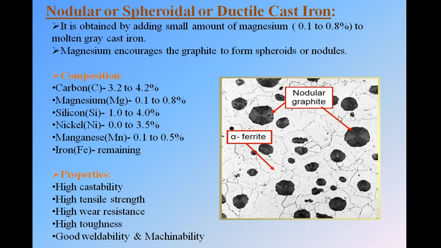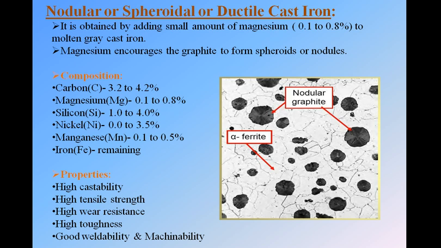Okay, see, nodular cast iron is obtained by adding a small amount of magnesium, 0.1 to 0.8%, to the grey cast iron. Magnesium encourages the graphite to form spheroids or nodules. Spheroids means something which is in a spherical shape.